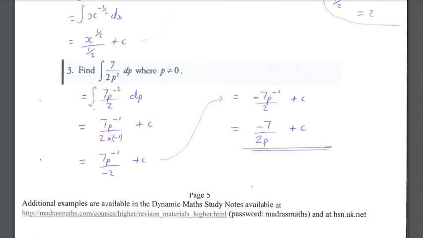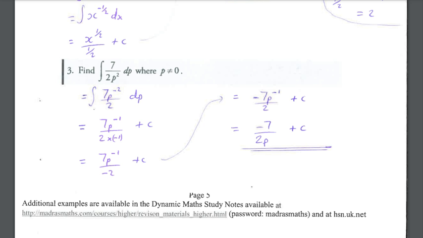Right, question 3. So 7 over 2p squared dp, so I'm going to integrate the p's here. Can't integrate until we have the p's as the numerator, not the denominator. So we need to bring the p squared up, the 2 stays there. So it'll still be 7 over 2, it'll be p to the negative 2. Then add 1 to the power, divide by the new power.